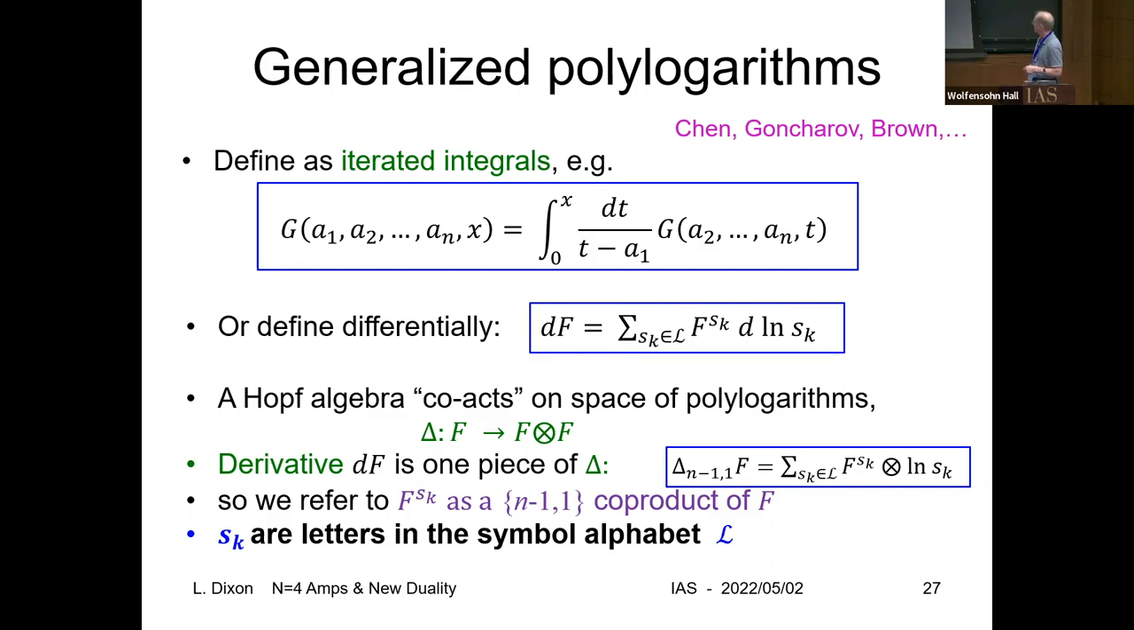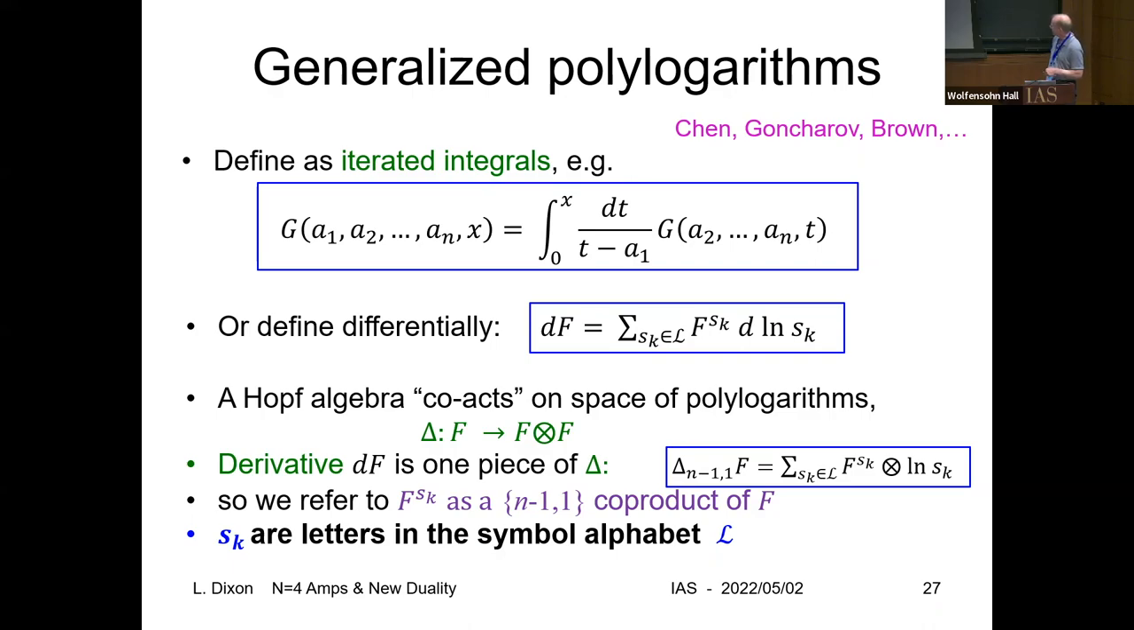Furthermore, there's a mathematical action of a Hopf algebra that coacts on the space of polylogs. An action is an example of taking the product of two functions and returning a single function, and this sort of goes in the reverse direction. It splits up functions into simpler functions.